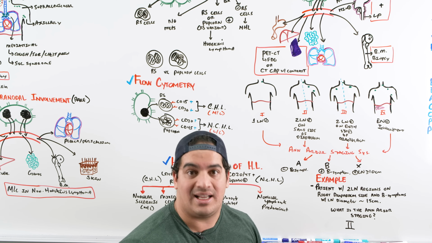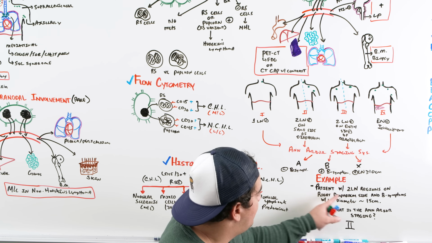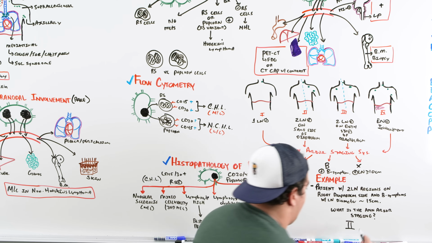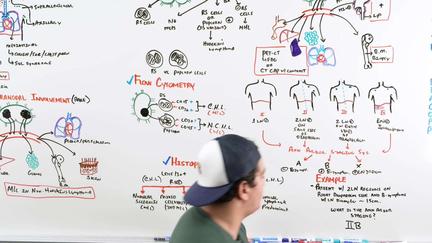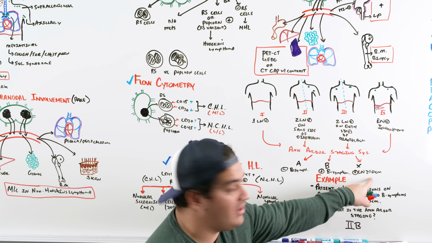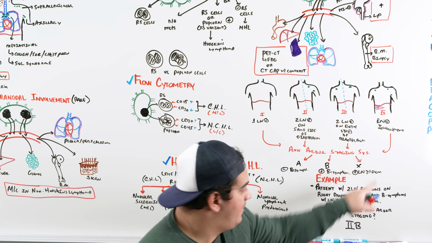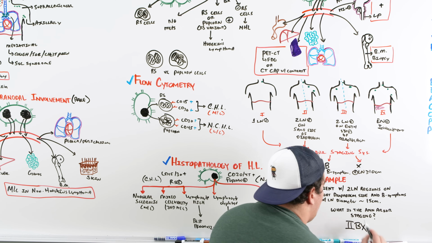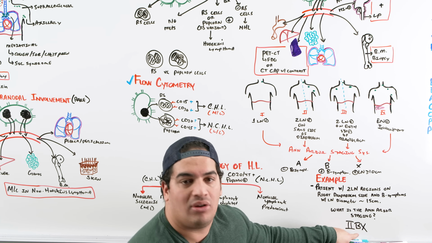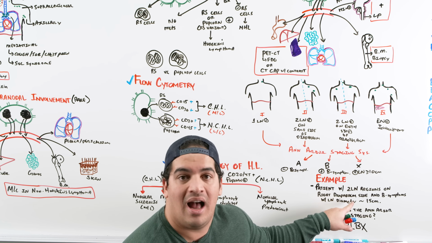But what's the subclassification? Is there absence of B symptoms? No, there's presence of B symptoms. So that's B, so 2B, with a lymph node diameter of approximately 15 centimeters. That's greater than 10 centimeters. That's bulky disease. And so that is stage 2B, X. So that's how we would denote this Ann Arbor classification of this patient's Hodgkin's lymphoma.